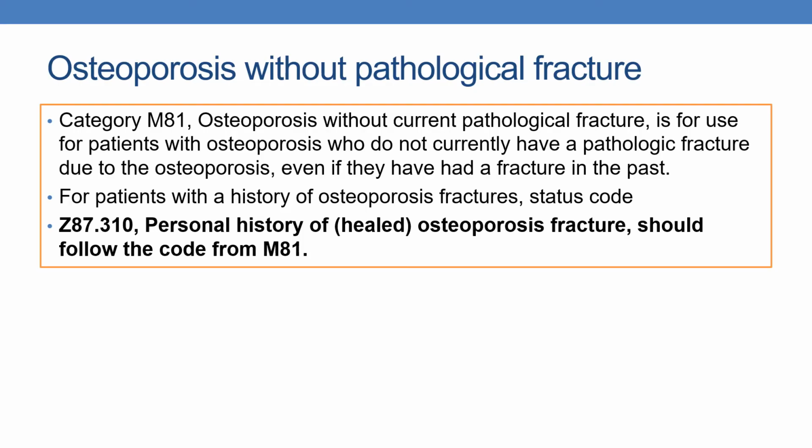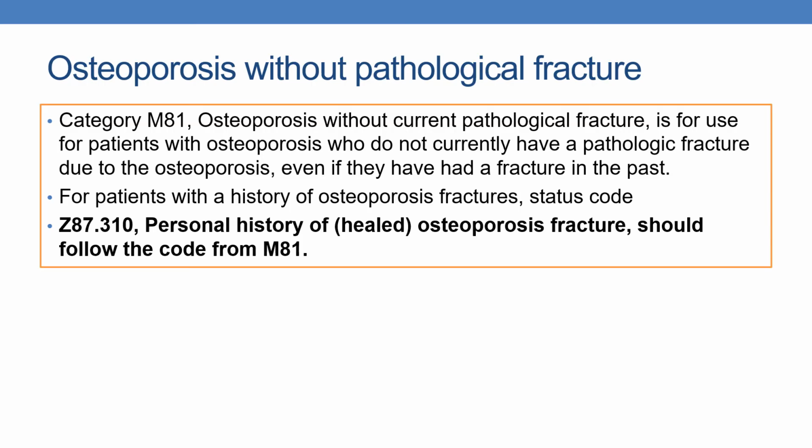The category M81, osteoporosis without current pathological fracture, is for use for patients with osteoporosis who do not currently have a pathological fracture due to osteoporosis, even if they have had a fracture in the past. An osteoporosis patient might have had a fracture in the past, but currently he is not having any pathological fracture. So you need to code from the category M81.